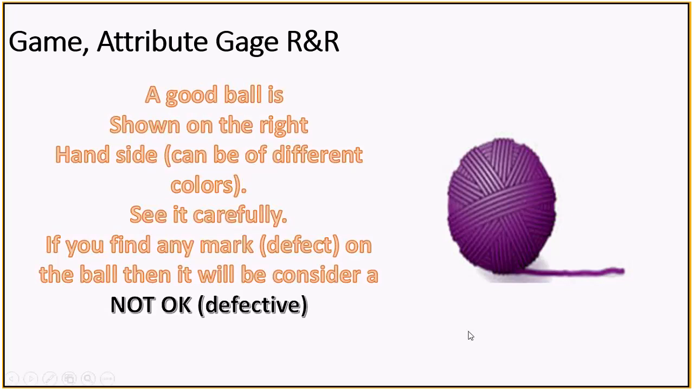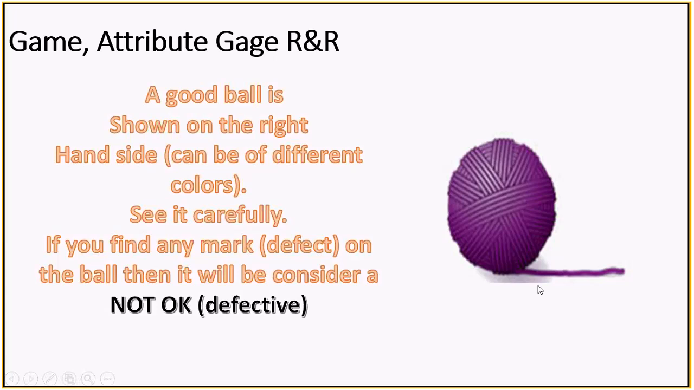But if you find the ball is okay, please say okay. So I will show you around 16 balls. You can just take your notebook and pen and write which ball is looking okay and not okay and send it back to me. We will use the data for our attribute gauge R&R analysis. Okay, I hope you are ready. Let me repeat. This is a good ball. If you have any mark on this, then it will become a not okay or defective ball. And if you find no mark, it means the ball is okay.